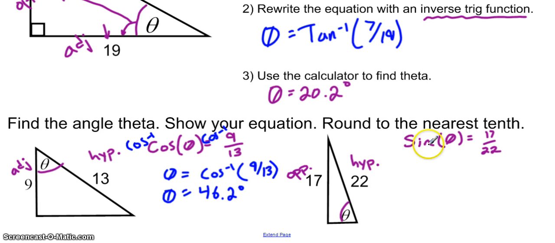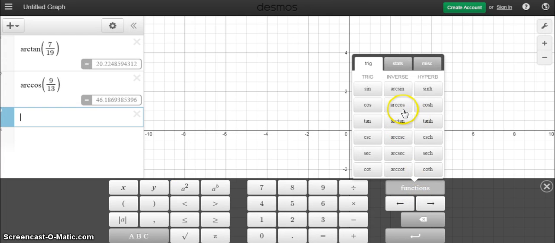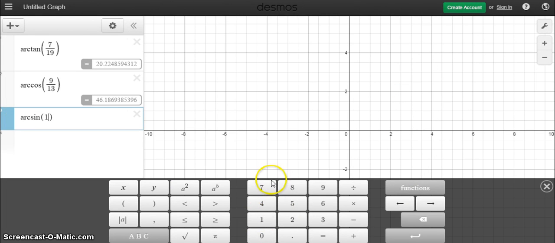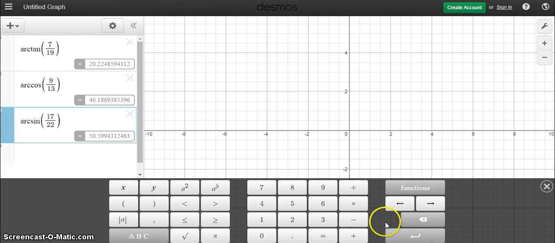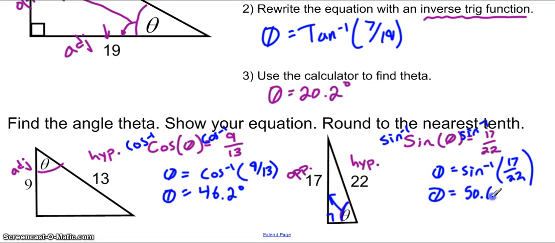In the second example, we're going to use sine because we have the opposite side to the angle theta right here, and the hypotenuse, the longest side, across from what looks to be the right angle. So sine of theta equals 17/22. Just like before, we use inverse sine to get theta by itself, and so we're left with inverse sine, also called arcsine, of 17/22, which leaves us with 50.599. We'll call that 50.6 degrees, with theta equaling 50.6 degrees.